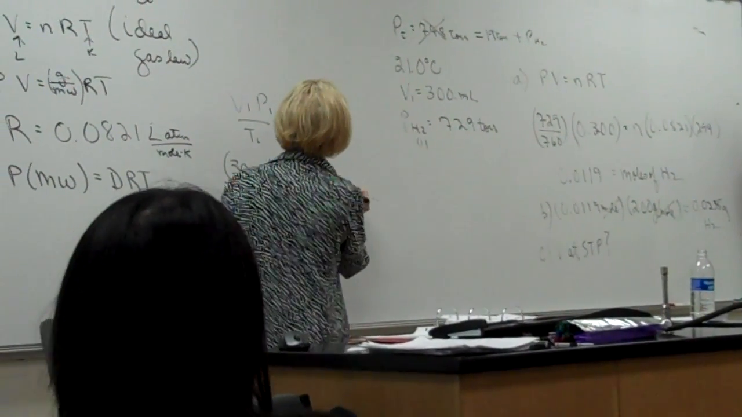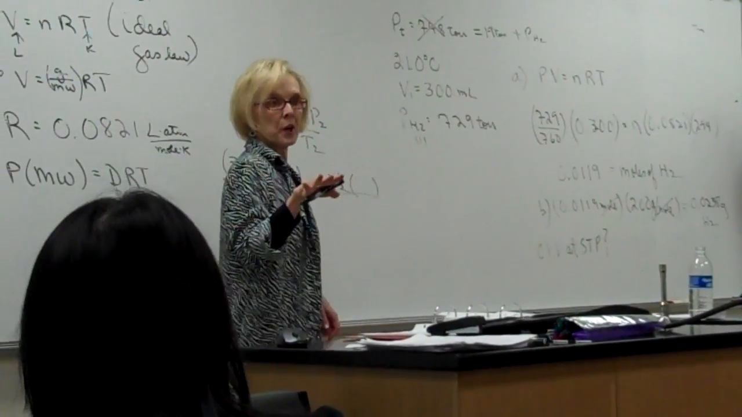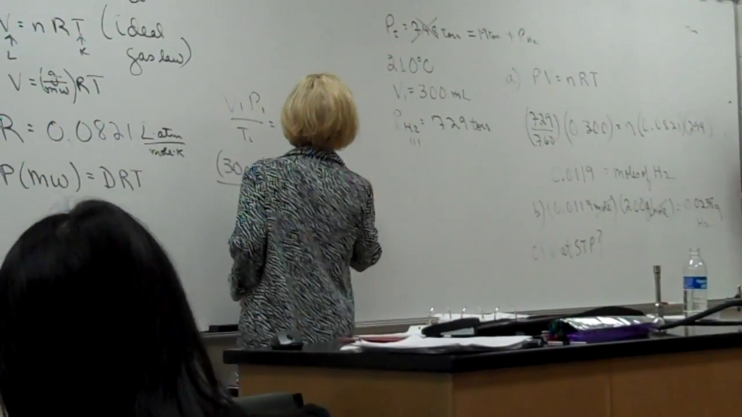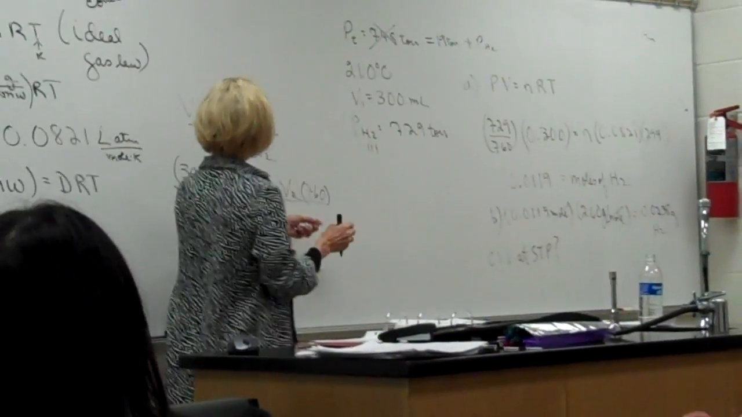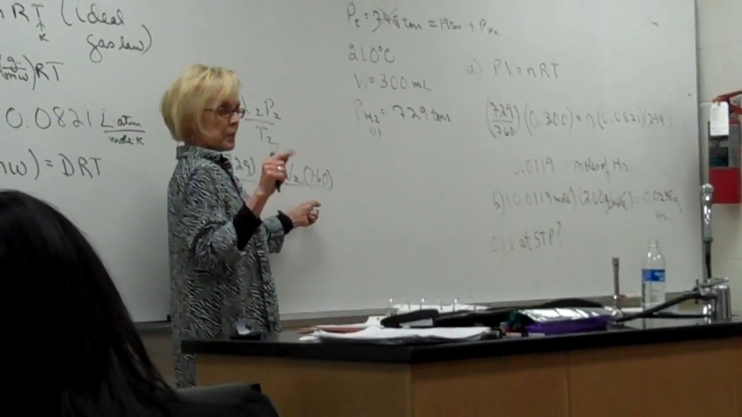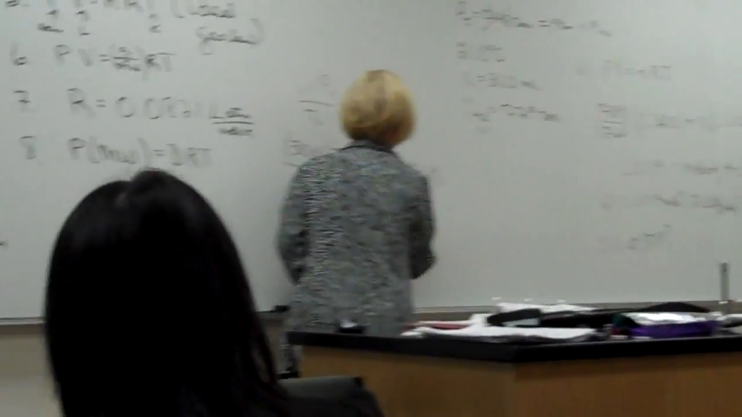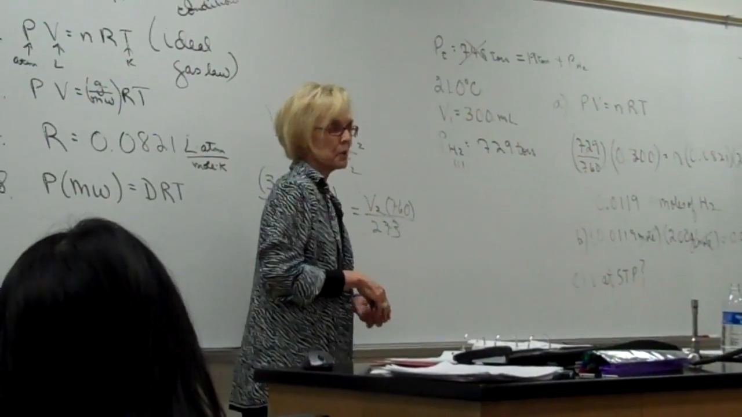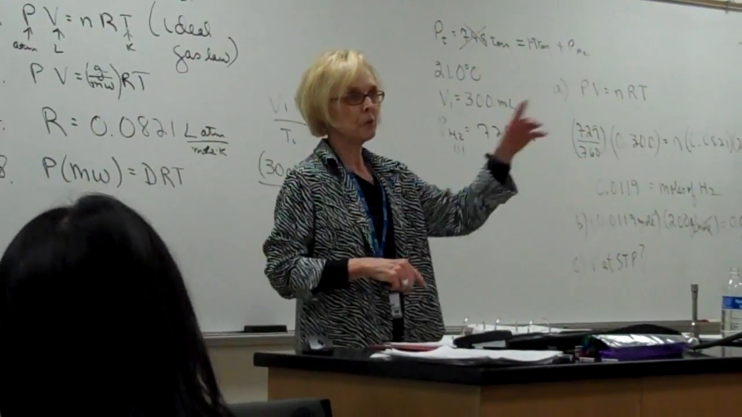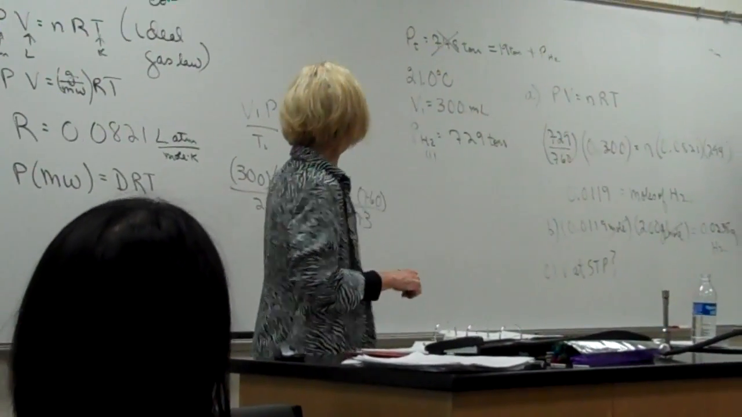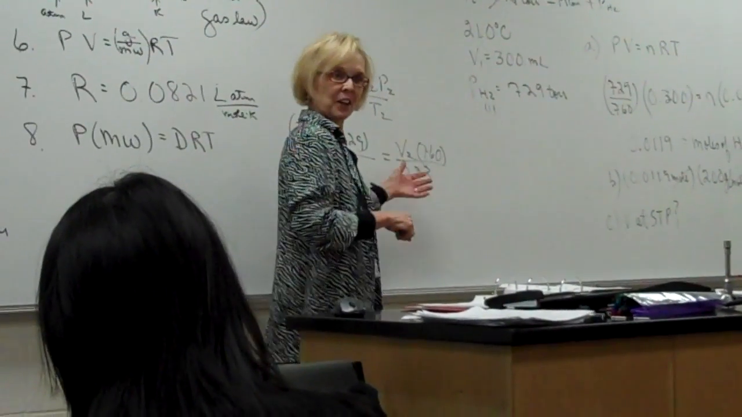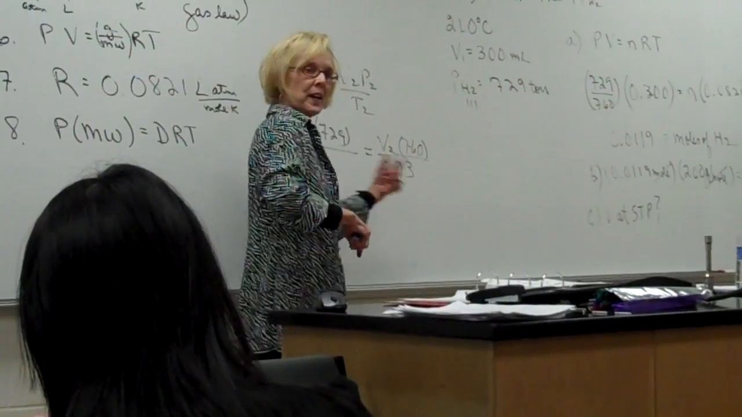What is V2? What's standard pressure in the appropriate units? 760. Good. What's my temperature at standard conditions? 273. Okay, Meredith. It can't be zero. Division by zero is undefined. We'd be out of a problem and we'd take our break. Which is what you would hope for. Okay, and I think you can manage all of that.